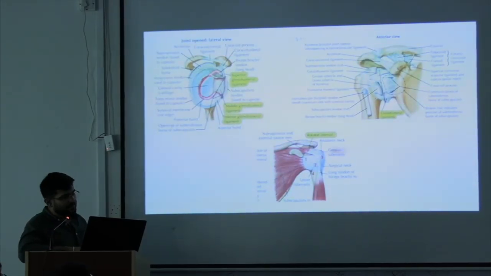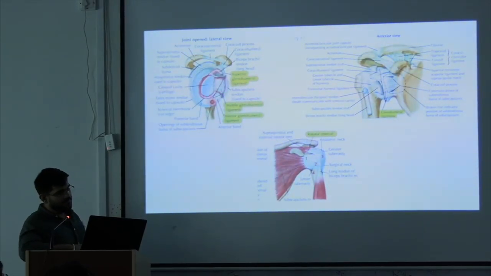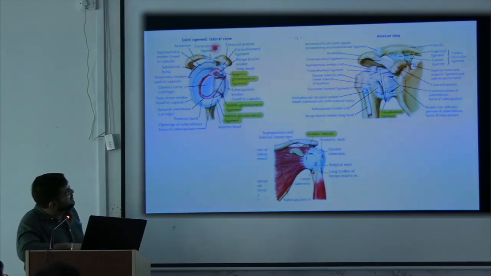So this is the picture of the shoulder joint. This is the sagittal view of the shoulder joint. In this picture, you can see the superior glenohumeral ligament. Here it is, the superior glenohumeral ligament. This is the middle glenohumeral ligament, and this is the inferior glenohumeral ligament. As you all can appreciate, it goes from anterior to posterior, and it acts like a sling.